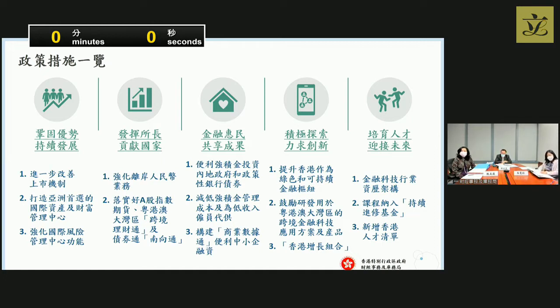The third area, talents. That's the last column on this PowerPoint, nurturing talents to prepare for the future. We're developing professional qualifications recognized under the qualifications framework, QF, for the practitioners of the fintech sector. We've also added experienced compliance professionals in asset management and experienced financial professionals in ESG, environmental, social and governance to the talent list Hong Kong to attract foreign professionals with relevant experience.